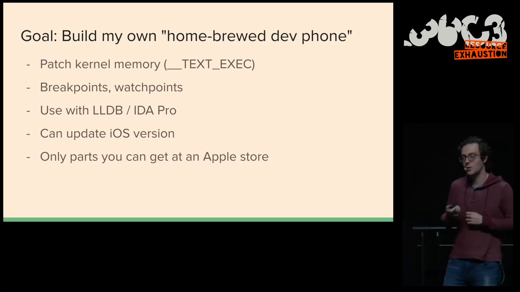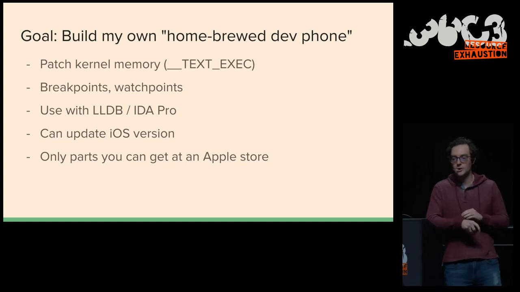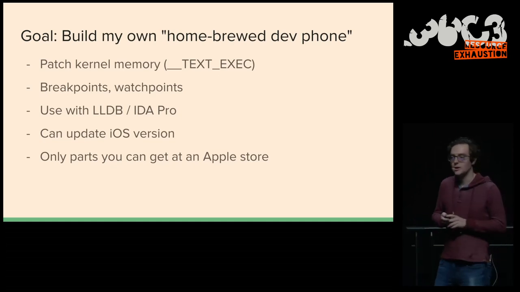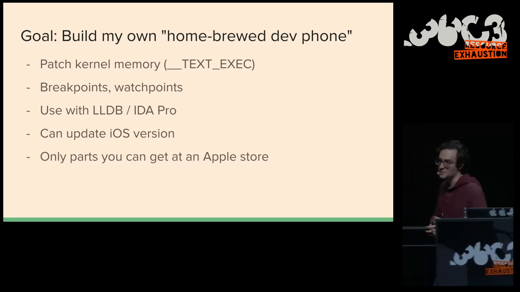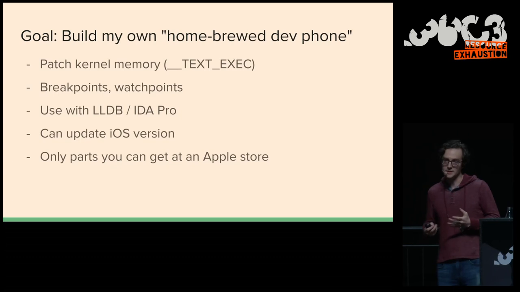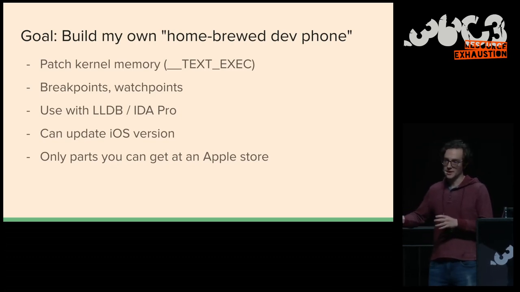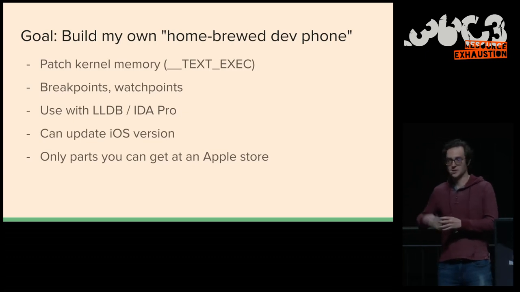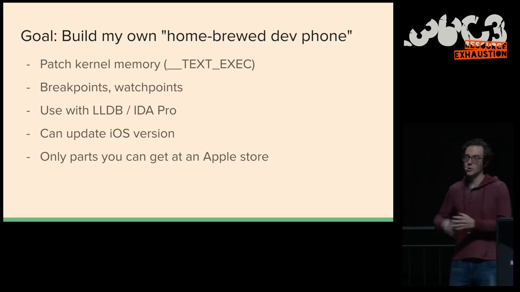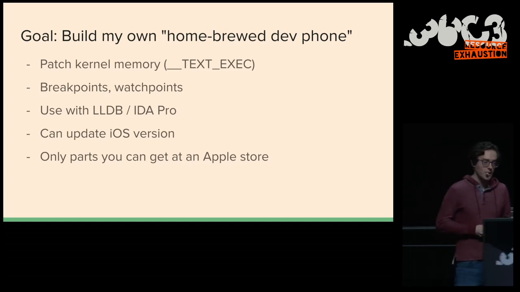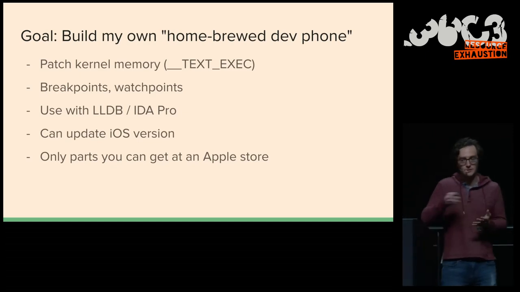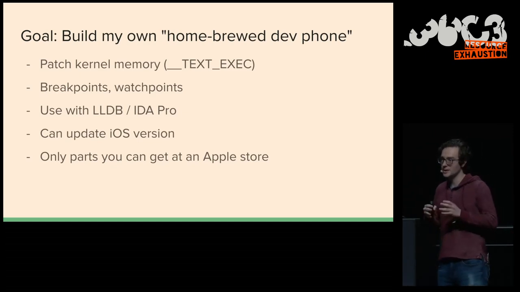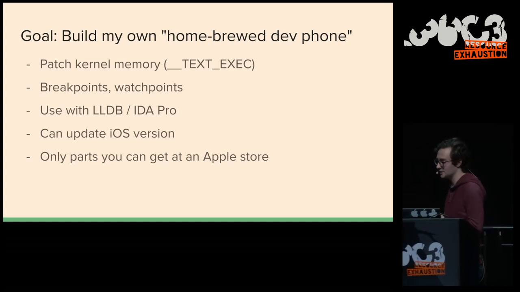The next item is I wanted this homebrewed dev phone to be updatable. So I wanted to find some sort of low-level vulnerability such that if I spend three months trying to create this debuggable phone, and then Apple is able to patch whatever technique was being used in the next version of iOS, and now all of a sudden I am no longer able to debug the latest version, certainly this would be very useful. I can always diff the differences between subsequent versions of iOS to still get useful information from my debugger.